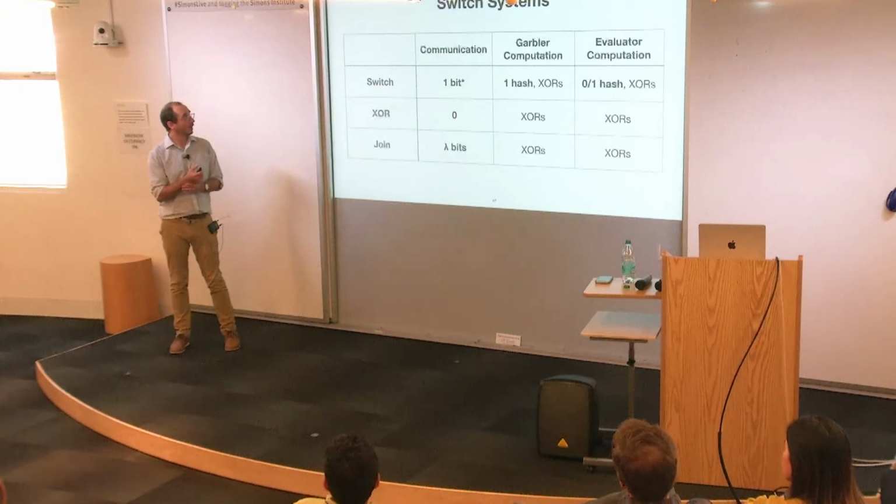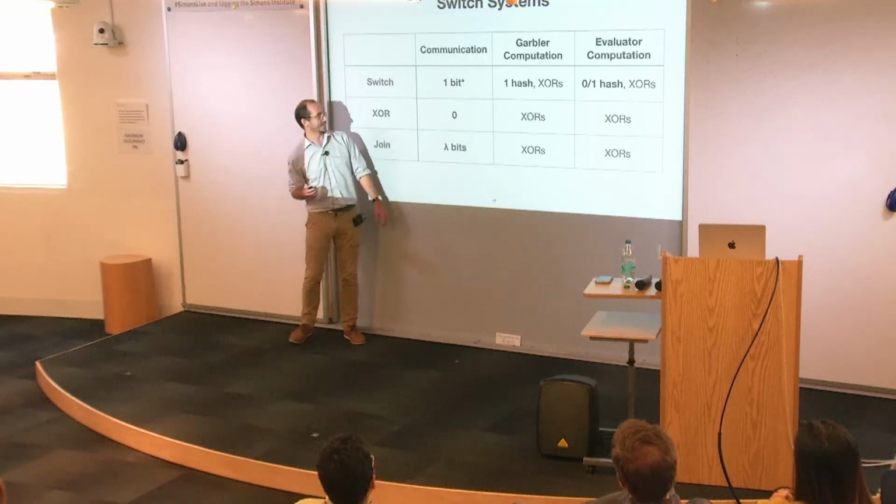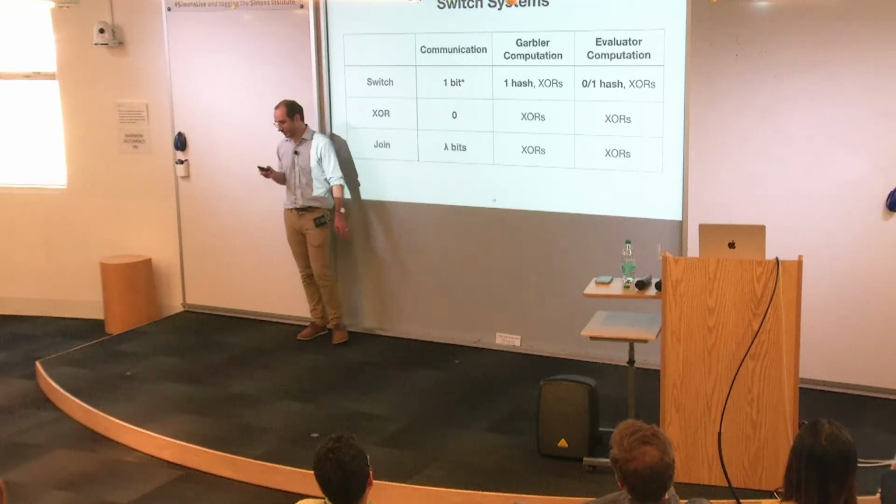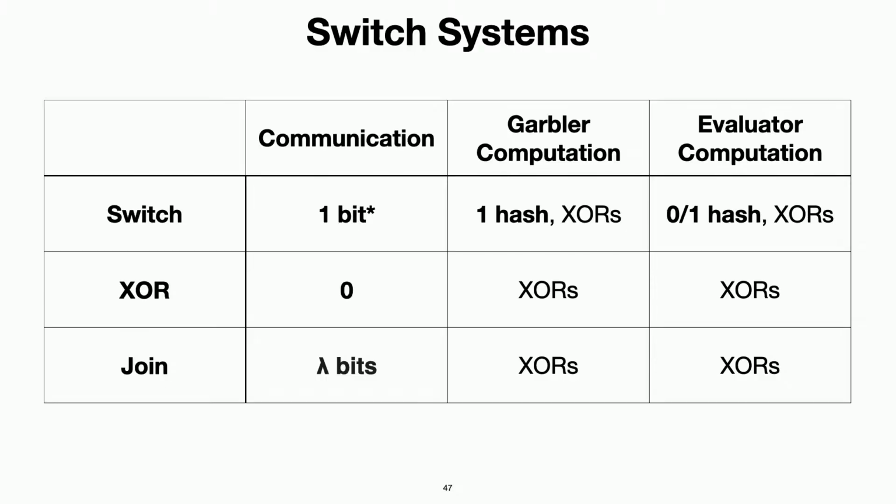All right. So this is just summarizing the costs of these things. On this slide, I'm hoping to point out that this corresponds to the fundamental things you can do if all I give you is a hash function. Roughly, the switch says call the hash function. The XOR gate says add two wires together. The join gate says send some data. Those are, in some sense, the fundamental things you can do inside a protocol based on garbled circuits if all I give you is a hash function.